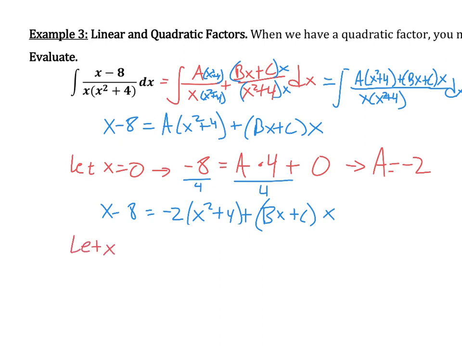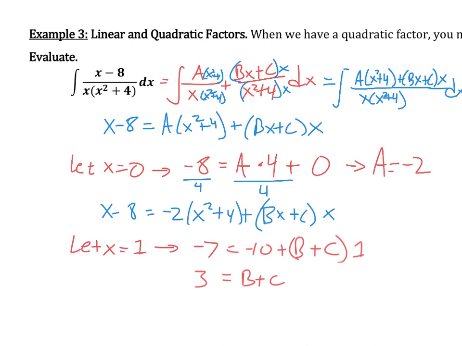Let x equal 1, maybe, is a nice number. And that'll give us negative 7. And this will be 5 times negative 2, which is negative 10, plus b times 1 plus c times 1. And that 1 out there won't matter, but I'll leave it there for now. Let's add 10 to both sides, and we end up with 3 equals b plus c.